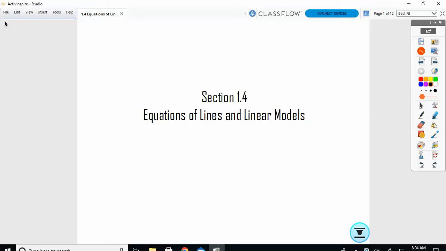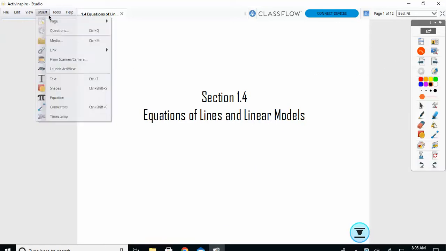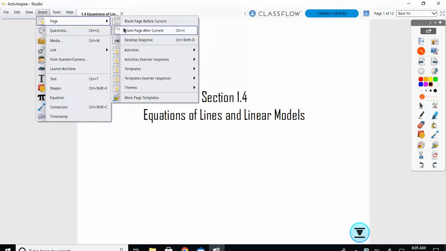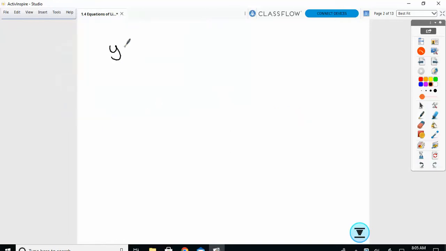Okay, so we have been talking about graphing linear functions, finding slope and y-intercept from the graph. Now we need to write the equations. So what is the equation of a line? Y equals mx plus b.